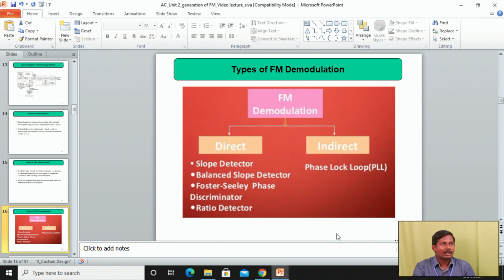Next, we are going to discuss the types of FM demodulation. The FM demodulation techniques are majorly classified into two categories. One is direct, another one is indirect. In the indirect method, the following types are present. One is the slope detector, second one is the balanced slope detector, third one is the Foster-Seeley phase discriminator, and final one is the ratio detector. While looking at the direct method, there is a method called the phase lock loop.